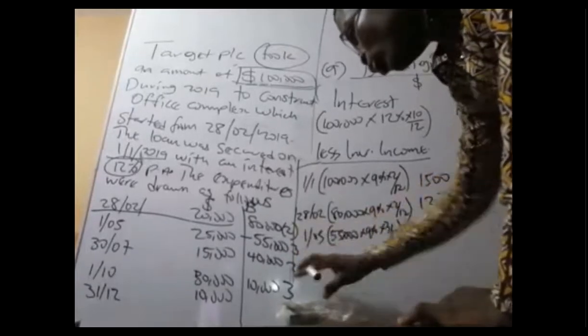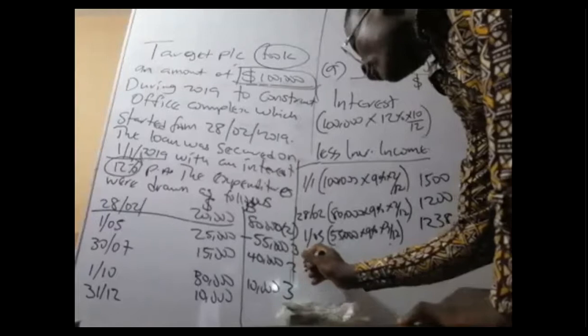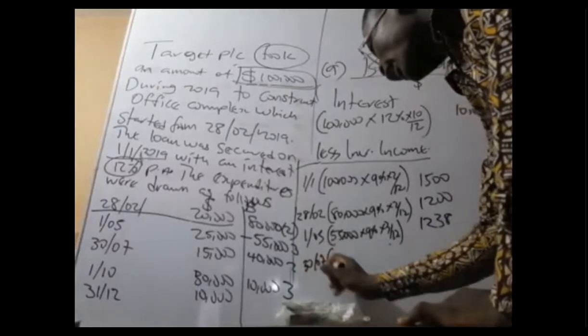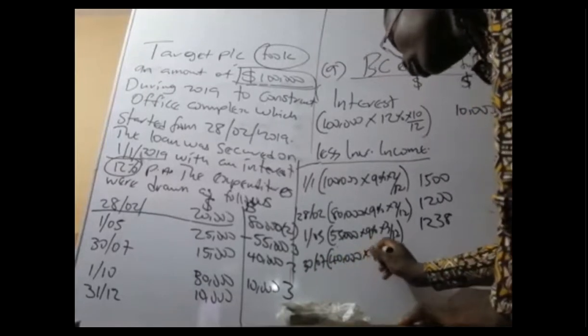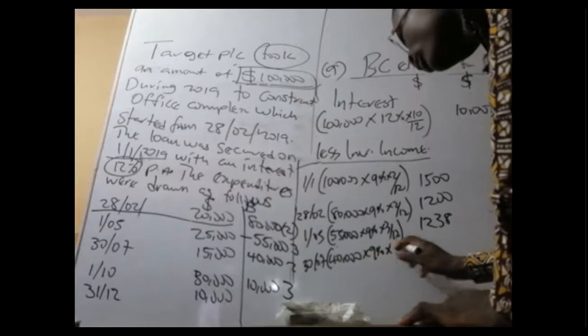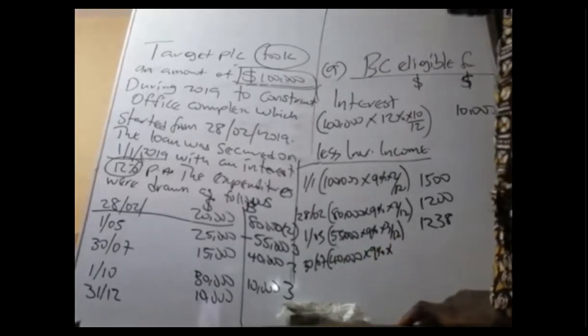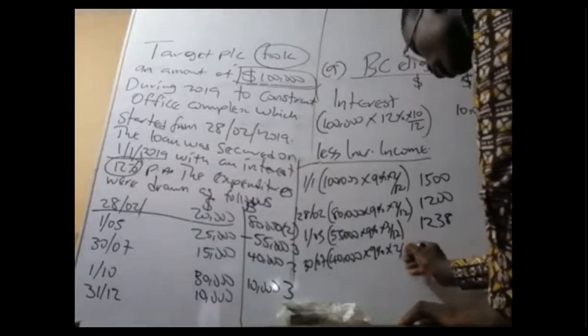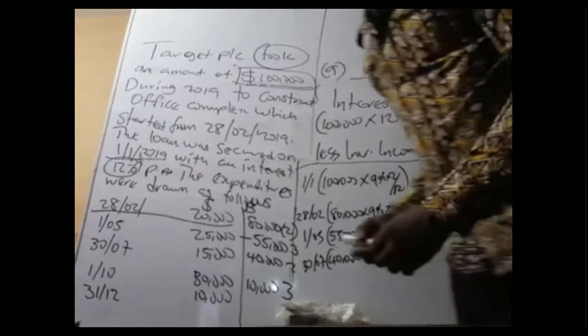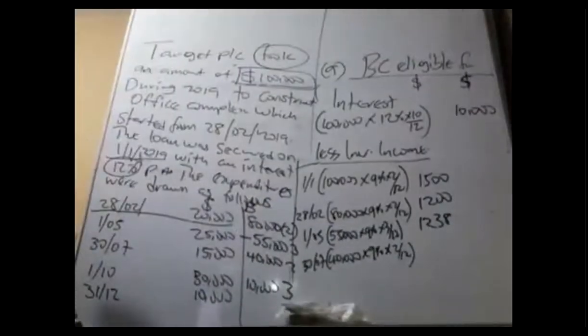So that should be, let me clean this side a little. So 30th of July, they will invest 40,000, 9% times 2 out of 12. 2 out of 12. Okay. Okay, that is great.